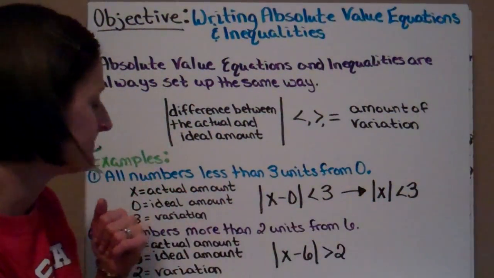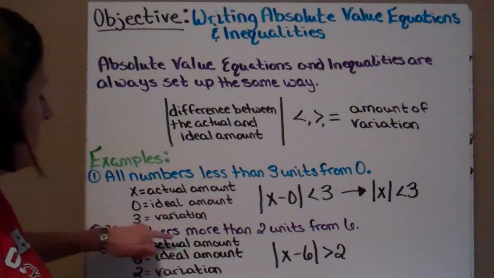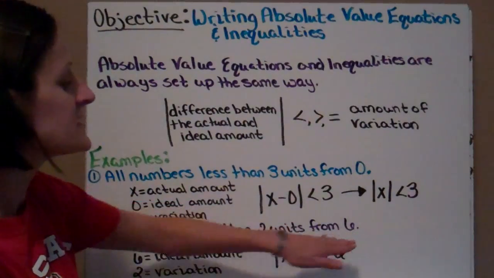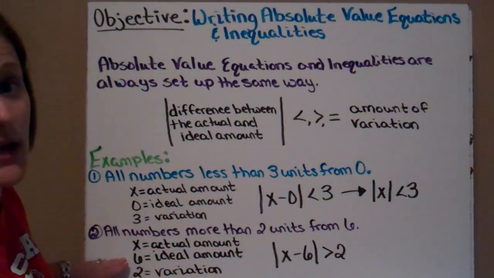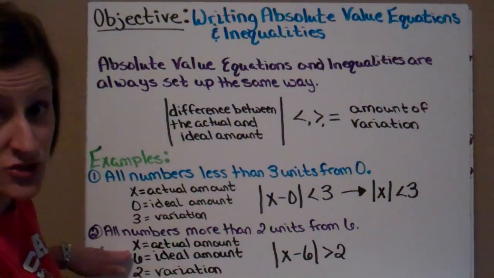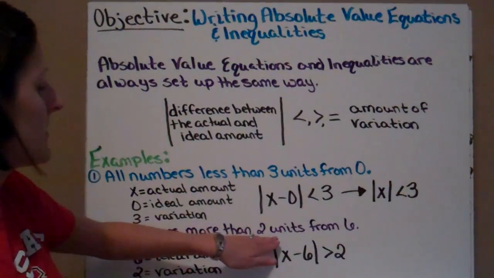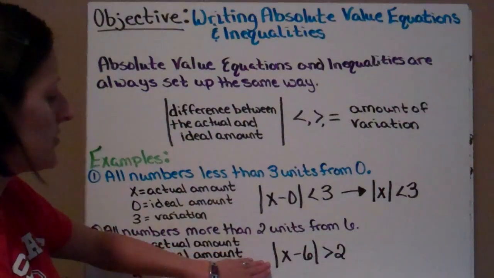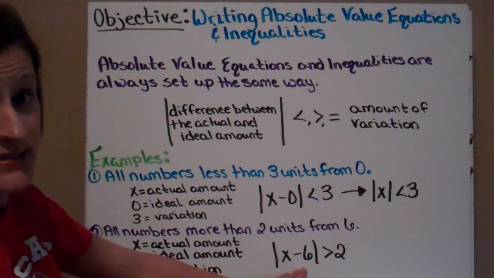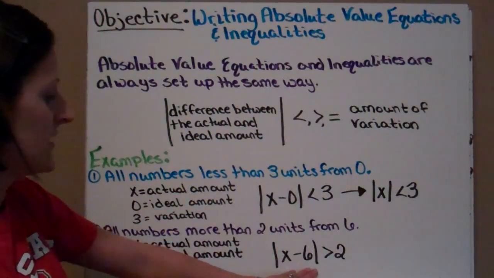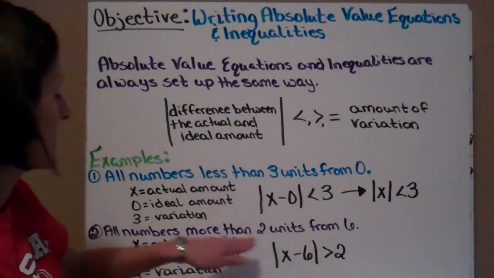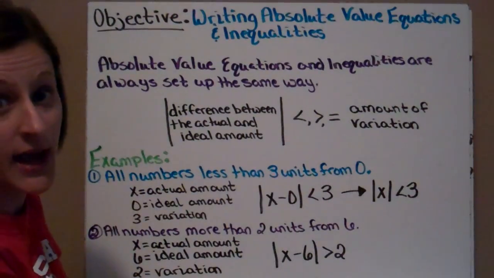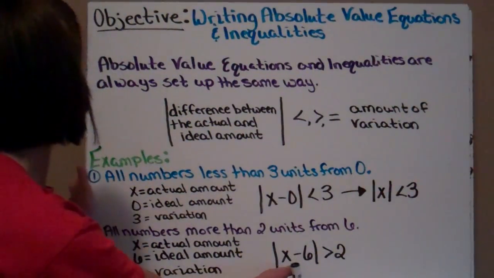And there's my answer. The second one, all numbers more than 2 units from 6. So 6 is going to be my ideal amount this time. X is still my actual amount. And this time my variation is 2 units. So I'm going to have the absolute value of x minus 6, close my absolute value sign, is greater than, because it's more than, 2. And that's all I have to do to write my absolute value inequality.